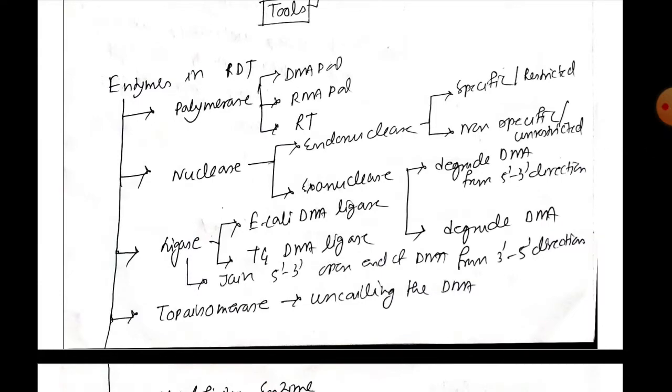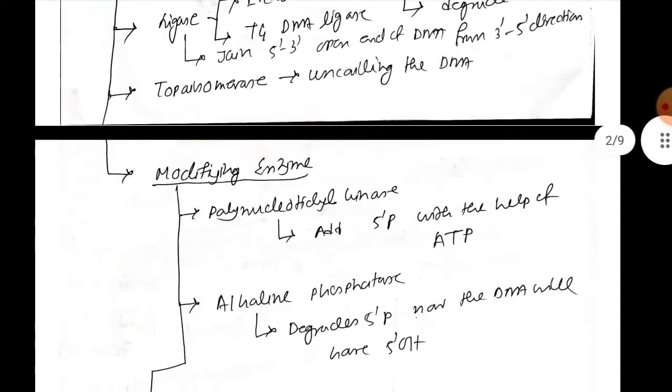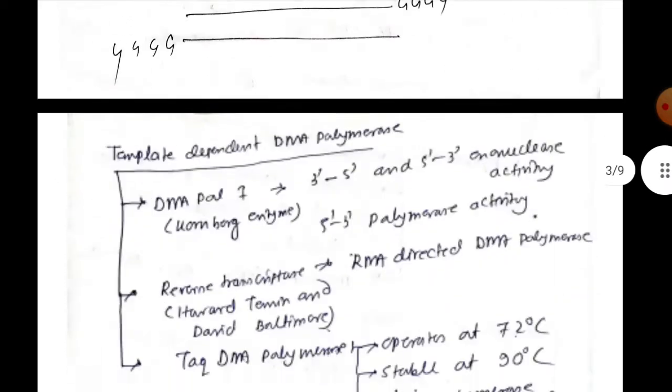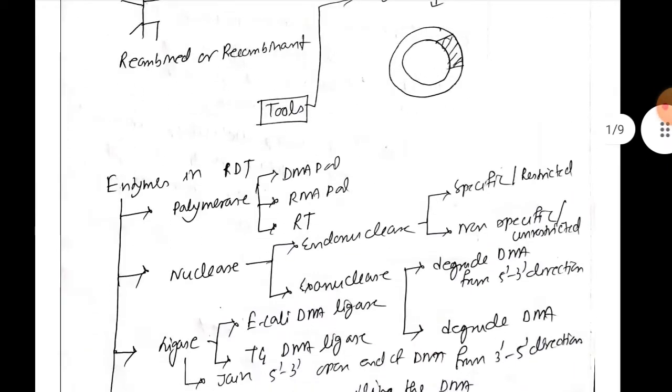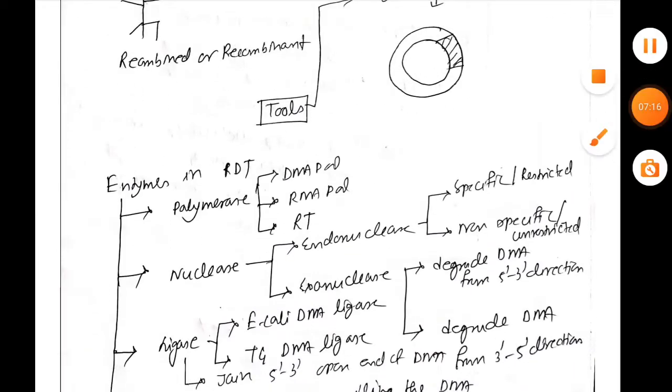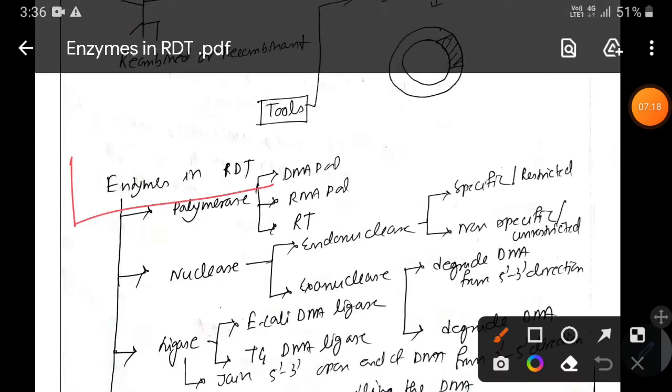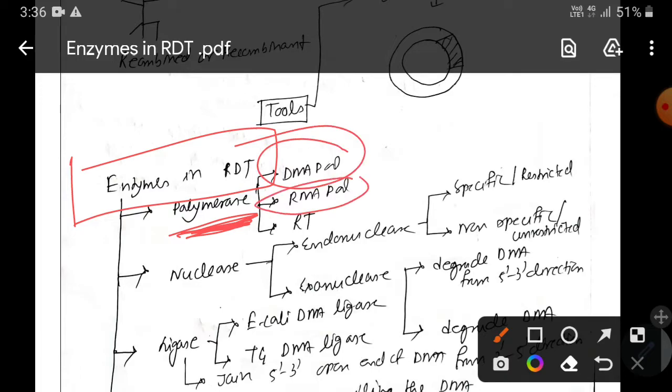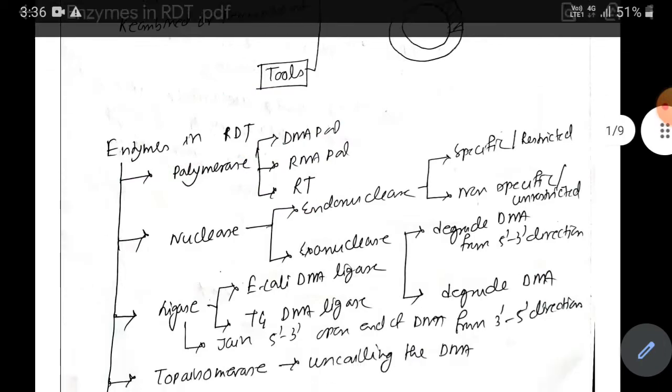So first of all I am going to discuss it with the help of some tables only, then we will go into the details, okay? So let's start. First of all, enzymes in RDT. The first enzyme that we need to know is polymerase, okay? Although DNA polymerase, RNA polymerase and reverse transcriptase, I hope you know about all of them very well.